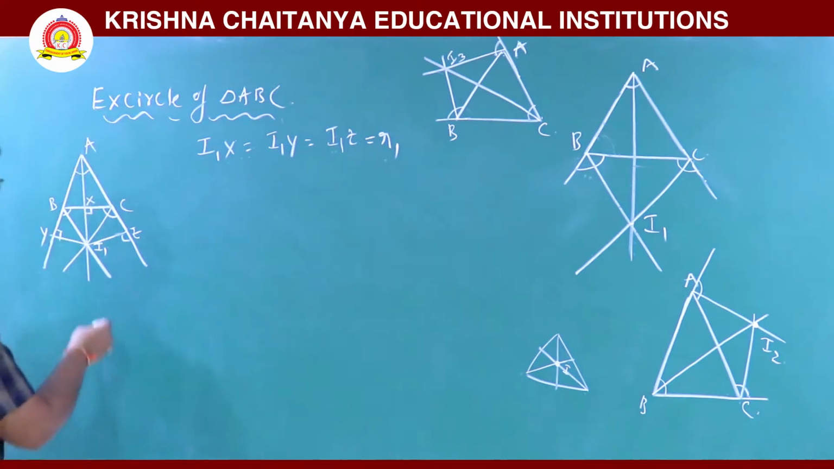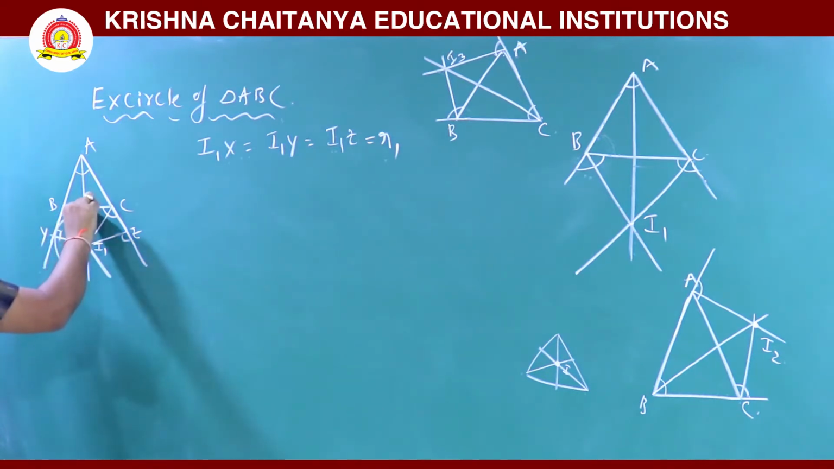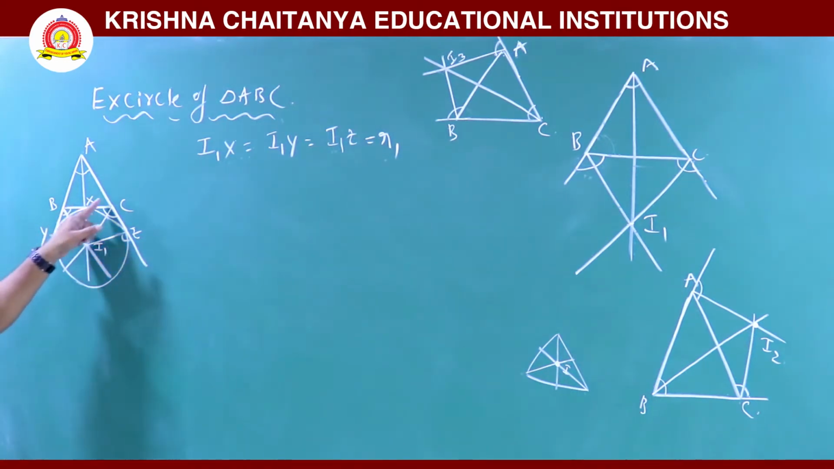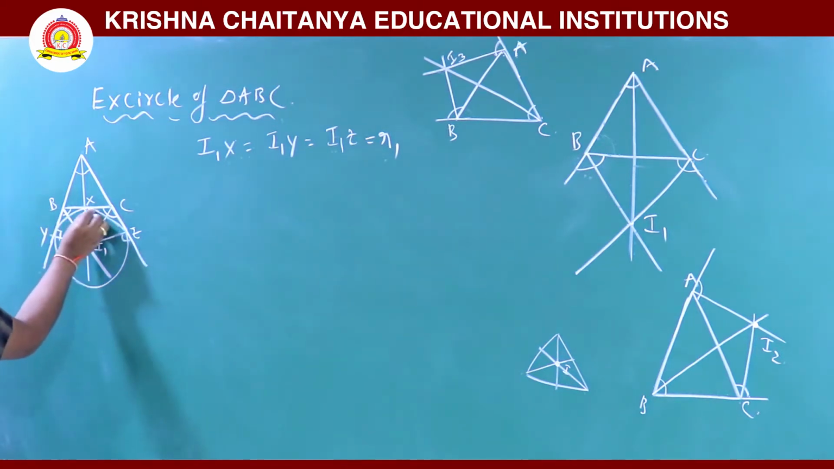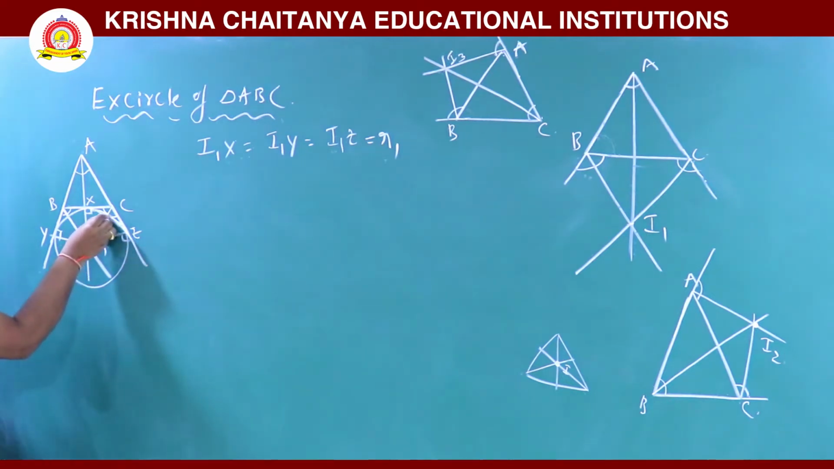That circle should be like this. See here. This is the center, and this is the radius. So I1X equals I1Y equals I1Z. The circle is like this, and you can see that it touches all three sides of the triangle. This circle is called the excircle opposite to A. This is the excircle.